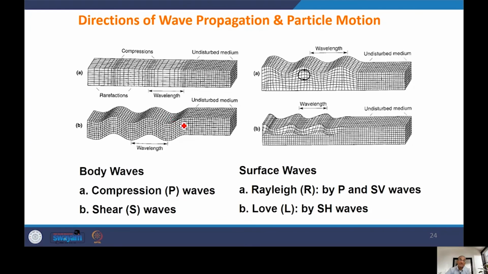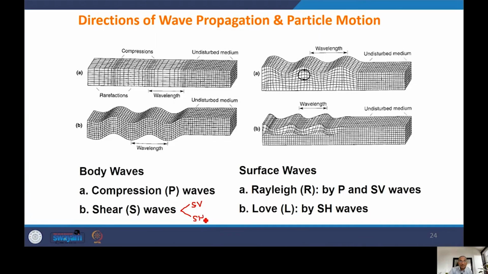While for S wave or shear wave, the direction of wave propagation is, let's say, in the horizontal direction, but particle motion is perpendicular to that. And there could be two perpendiculars. One could be in the vertical direction, and another could be in the horizontal direction. As a result, your S wave has two components. If particle motion is in the vertical direction, then it will be SV. And if particle motion is in the horizontal direction, then you have the horizontal component SH.